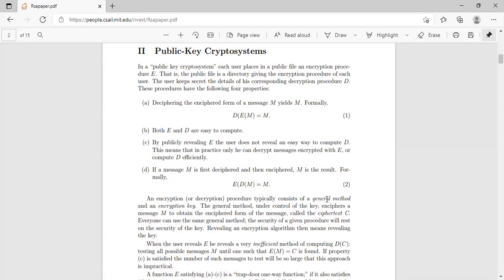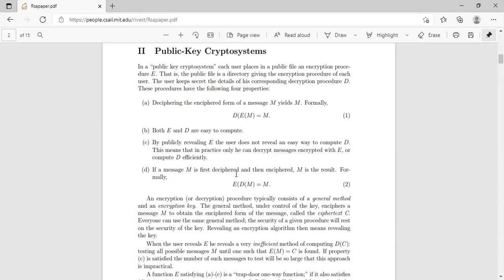The procedure is a method plus the key. The method is public, the encryption key is public, but the decryption key is private, of course. That's the basic public key crypto system setup that we talked about earlier. A, B, and C are not anything new, so I will skip those in terms of discussion. D is an interesting property. So equation number 2 is interesting.